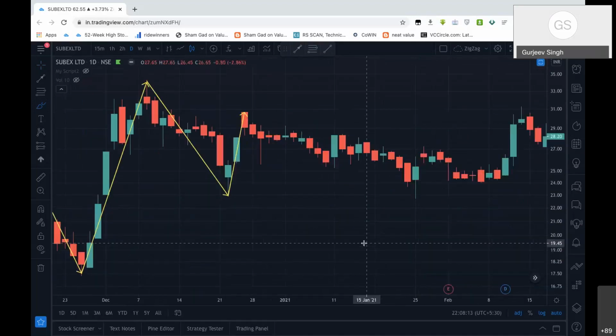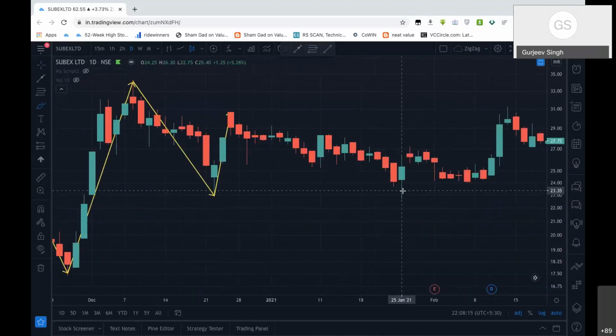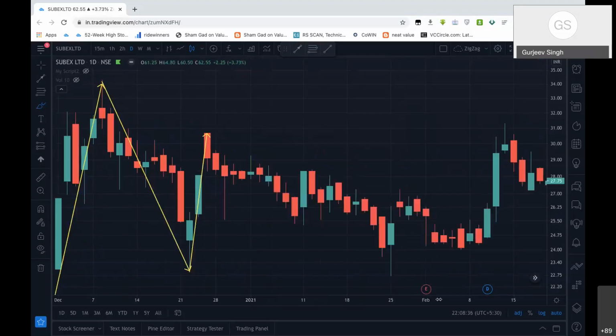No. Is this a valid point? Why? Why is this not a valid point? Okay, no fifth bar, and another reason: the fourth one is crossing the high of the first bar. Correct. This is also not a valid point.